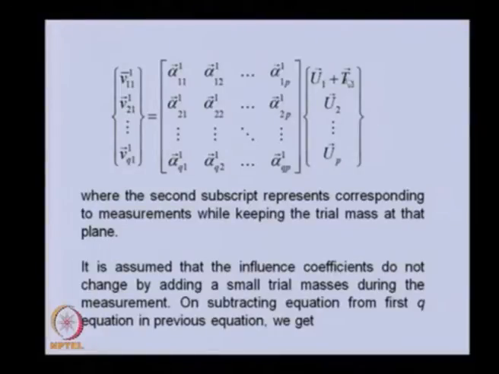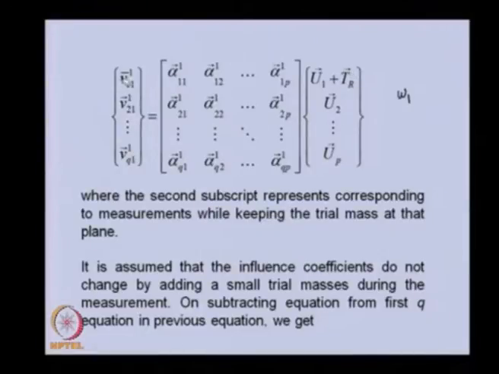So we have kept it in the first plane, and let us say we are operating the rotor at one of the speeds, let us say omega 1. Corresponding to omega 1 we define the influence coefficient like this. The superscript represents that these influence coefficients correspond to omega 1 speed, and these responses are also at speed 1. The second subscript represents that there is a change in the response due to the trial mass.